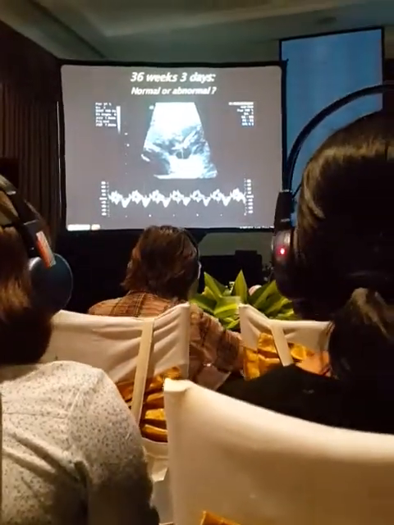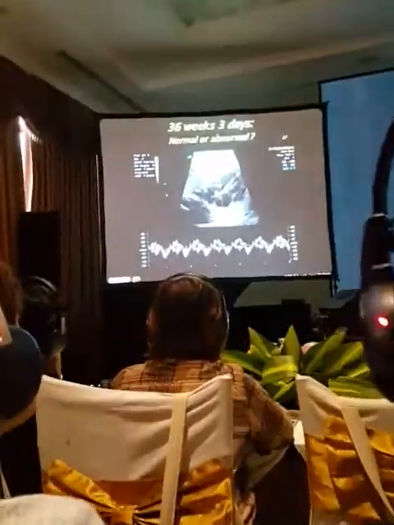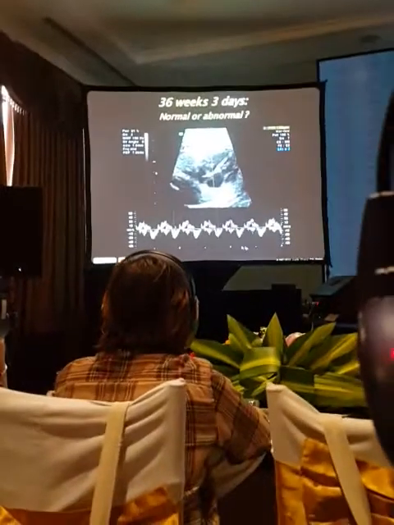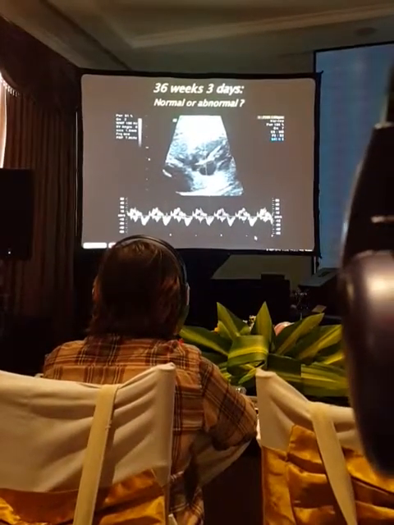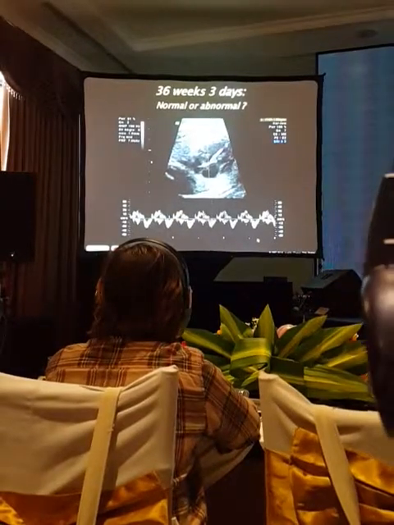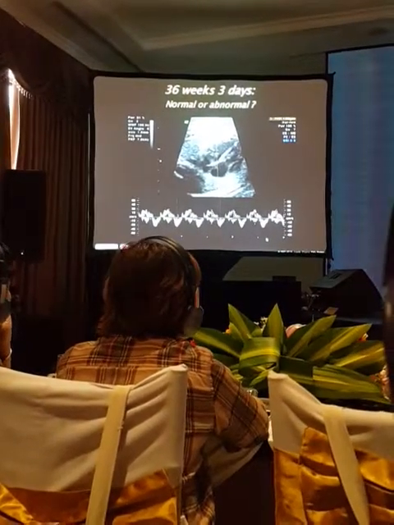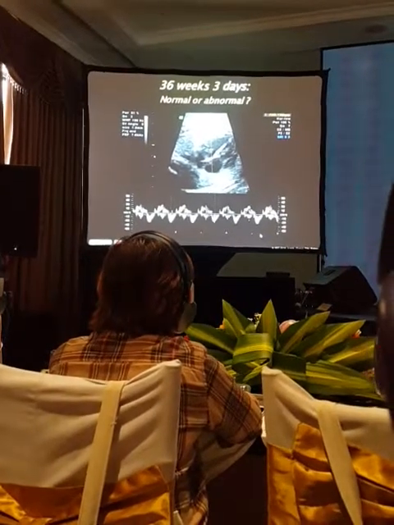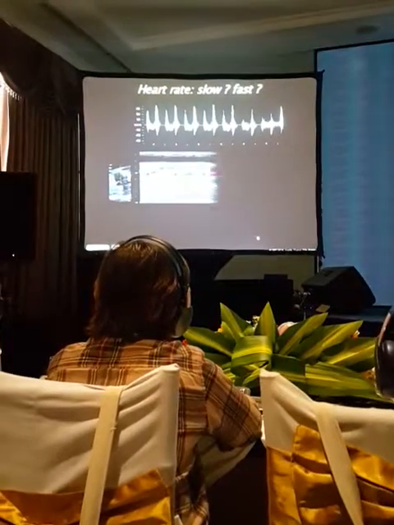This is a patient at 36 weeks and 3 days. The heart rate is 130 beats per minute. Normal or abnormal? I read it as normal, but you're right, this is abnormal. I'll show you why. Is this heart rate too fast or too slow?